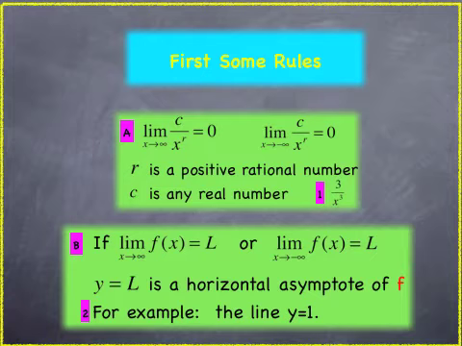The second rule we want to talk about is in B. This says that if we have a limit of a function as x approaches infinity equal to L, L being our limit, or if we approach negative infinity, same thing, y equals L. That line is basically a horizontal asymptote of our function. For example, we might be referring to the line y equals 1 if our limit is 1. Okay? And we'll show an example where this is the case.